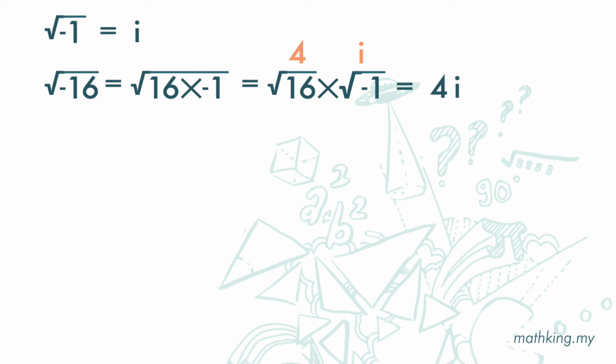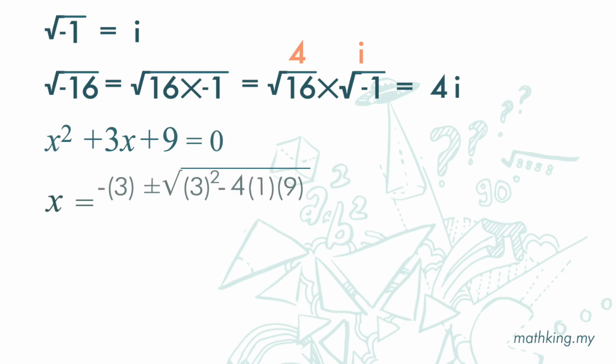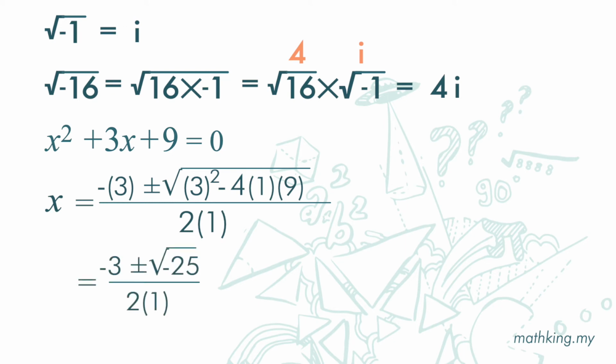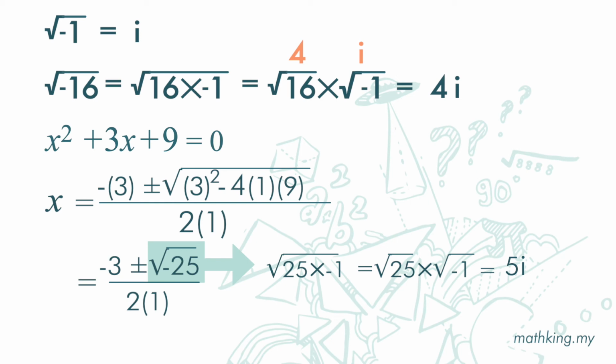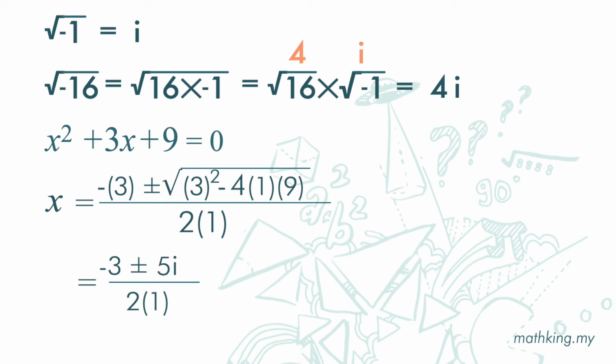Now let's look back at the root of this equation. This square root of negative 25 can be written as square root of 25 times negative 1, which becomes 5i. So the roots of this equation is negative 3 plus minus 5i over 2. Or negative 1.5 plus minus 2.5i. 1.5 and 2.5 are real numbers, but i is an imaginary number.